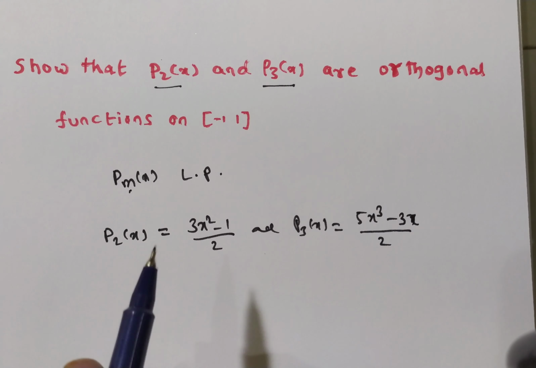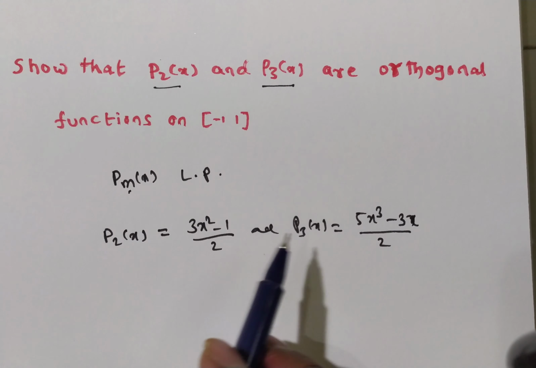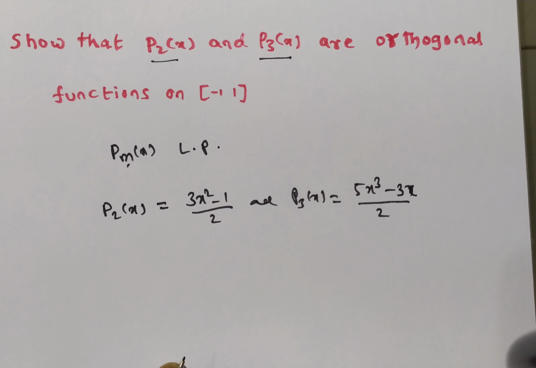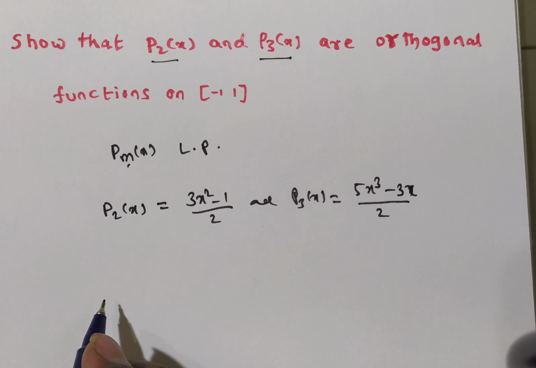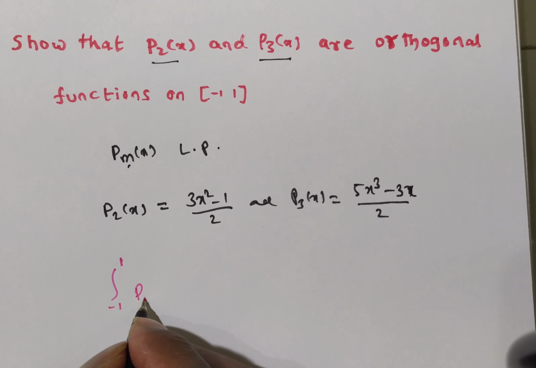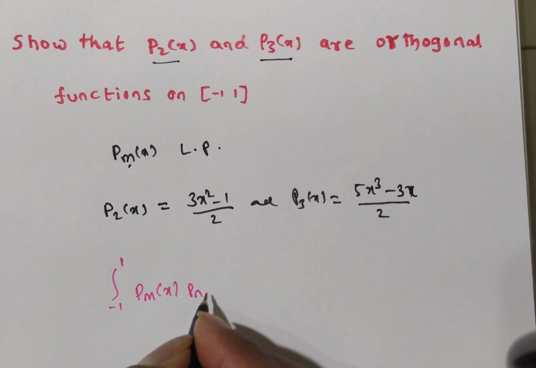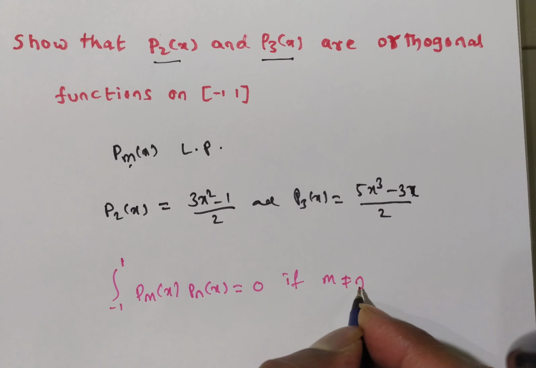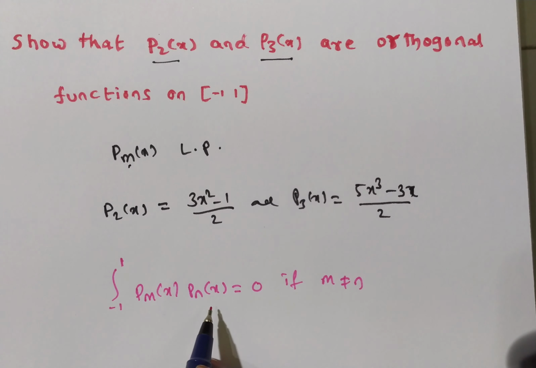Now what we have to prove? These two functions are orthogonal. So friends, we have the definition of orthogonality or orthogonal property of Legendre polynomials, that is integral from minus 1 to 1 Pm of x into Pn of x is equal to 0 if m is not equal to n. Then we can say this Pm of x and Pn of x both are orthogonal functions.